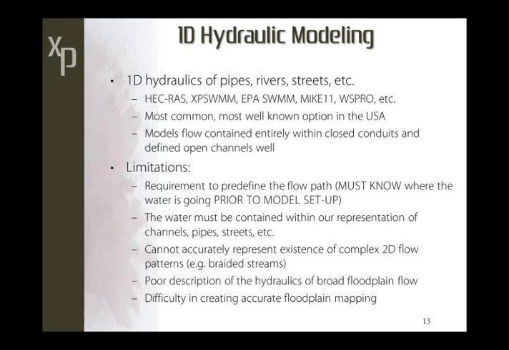be spent making assumptions and attempting to model the appropriate volume storage and flow paths, which ultimately still may not be done appropriately. Again, the water must be contained, even if you have found or believe you have the correct flow path designated in 1D, the water still must be contained within our representation of the channels, pipes, or streets. A 1D model cannot accurately represent the existence of complex 2D flow patterns, braided streams, for instance. A 1D model generally provides a poor description of the hydraulics of a broad floodplain flow, as well as is often quite difficult in creating accurate floodplain mapping.